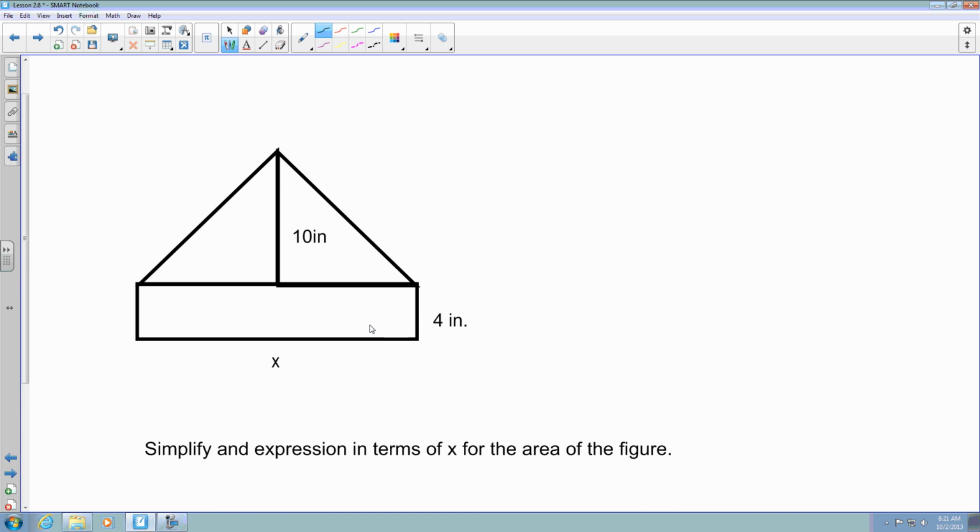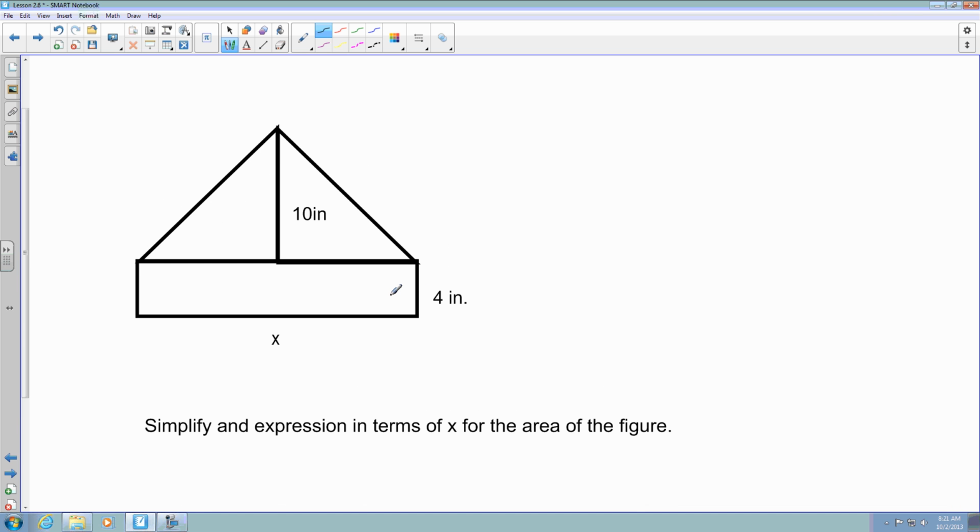This last problem here is they're giving us a figure, and we want to simplify the expression in terms of x for the area of the figure. Well, we don't really have a specific formula for this one figure, but we do have formulas for sections of it. So if you look at this here written in green, this is the shape of a triangle. And we know that the area of a triangle equals 1/2 base times the height.